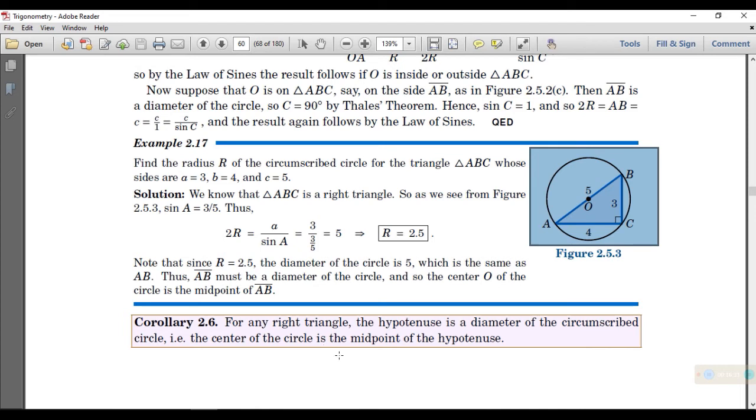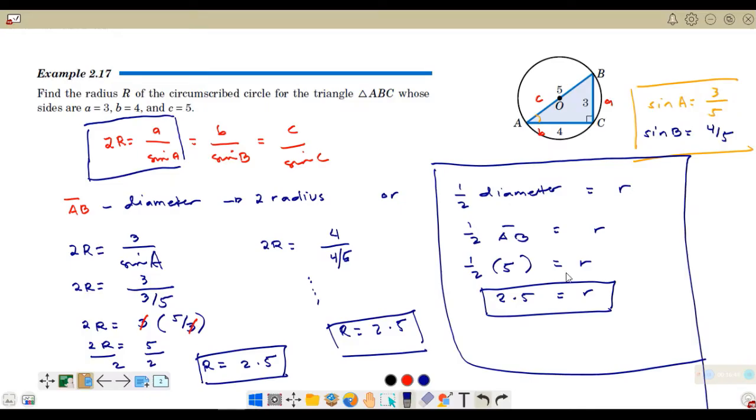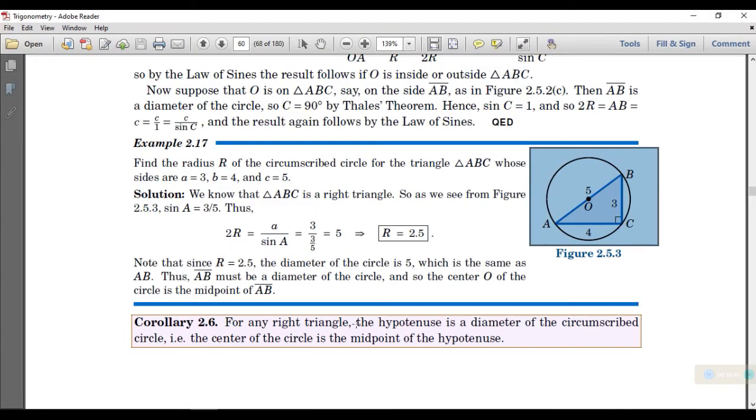For any right triangle, the hypotenuse is a diameter of the circumscribed circle. That is, the center of the circle is the midpoint of the hypotenuse. So, itong solution ko dito, ang ginamit ay itong si corollary.